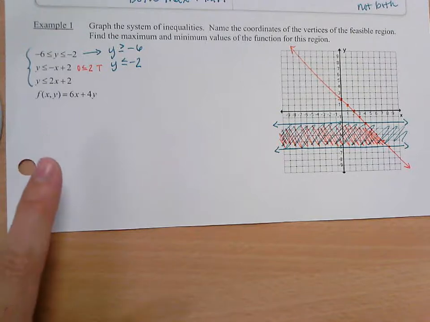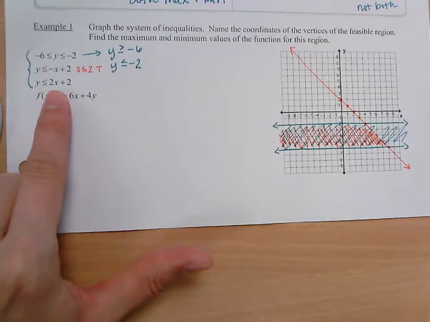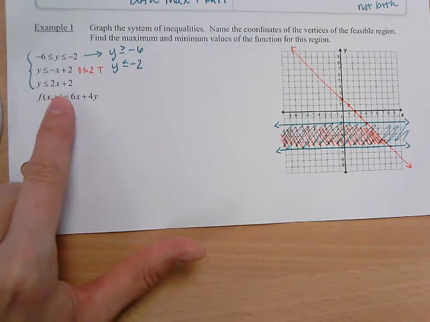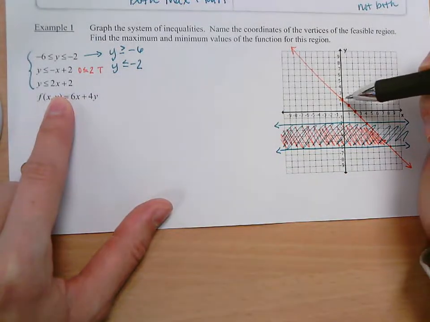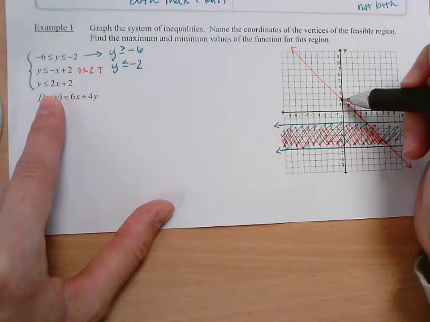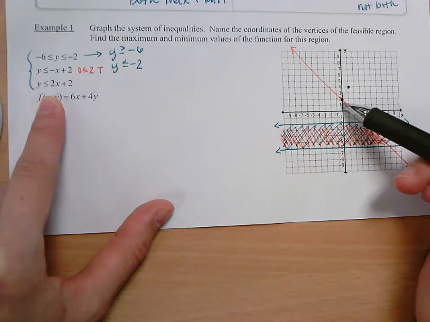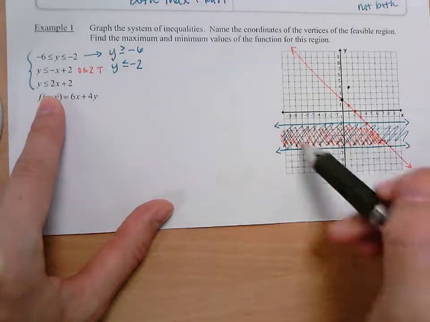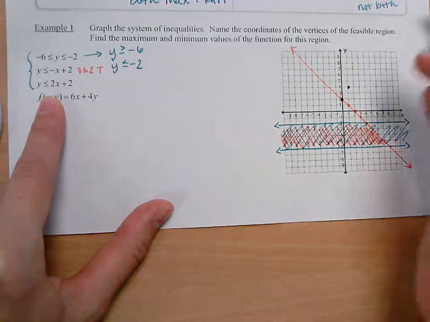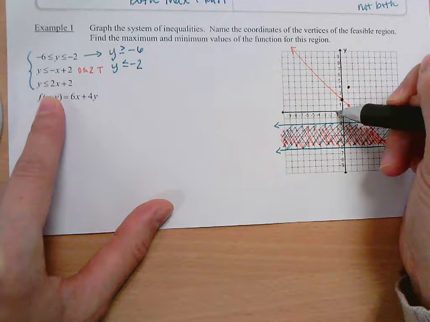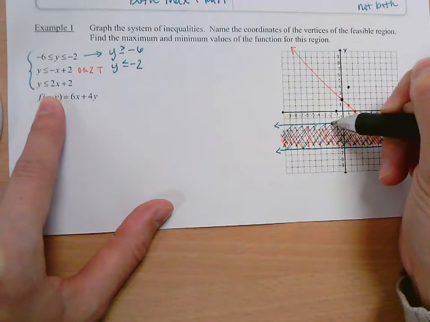And then my last inequality is also already in slope-intercept form. The y-intercept is 2, and the slope is +2. So I would go up 2, right 1. But actually, because my shaded region right now is down here, and I want to see where those intersections would be, I'm going to go down to left 1.